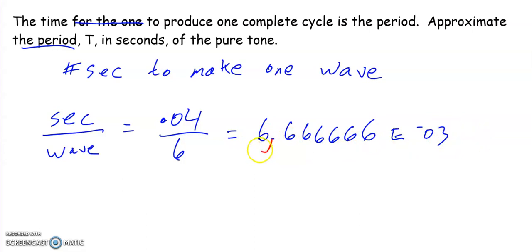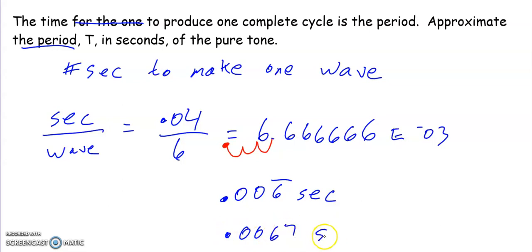So I'm going to take this decimal point and go 1, 2, 3, and I'm going to move it right there. So when I write my answer down, it's going to say point. Uh-oh, there's nothing there, so I'm going to add a 0. Nothing here, we're going to add a 0, and then we get the 6, and it goes on forever. So that is how many seconds it takes me to complete one wave. Now, if we're to put this into Canvas, we would say something like 0.0067 seconds. Get that rounding in.